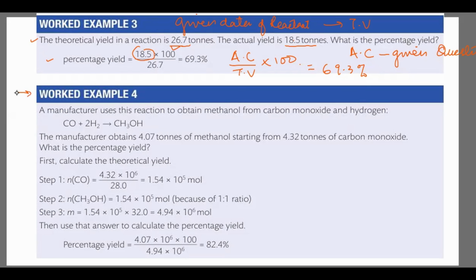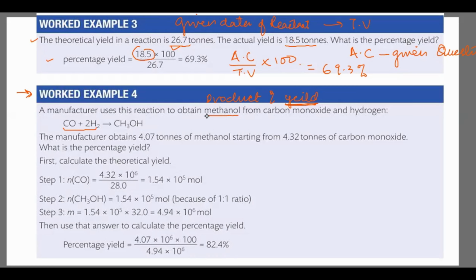Now coming to the actual questions which are given in your paper. Till now the above three questions, they have given us the questions in parts, but now here the whole question is given to you. Let's see what has been given to us. The scenario is a manufacturer uses this reaction to obtain methanol. So methanol is your product whose percentage yield we need to calculate. It's always the product whose percentage yield we need to calculate. They're saying that the manufacturer uses this reaction to obtain methanol from carbon monoxide and hydrogen. So these two are reactants.